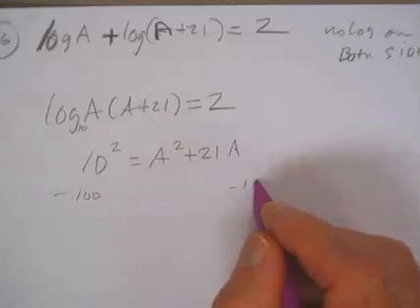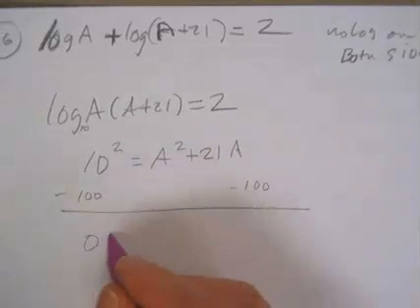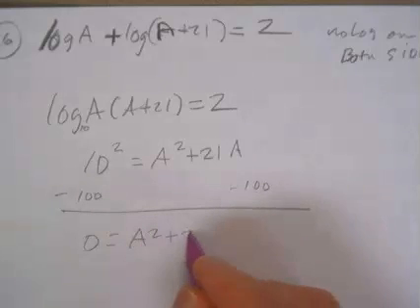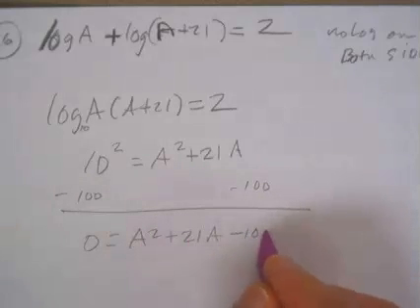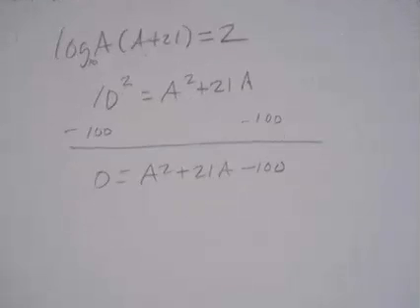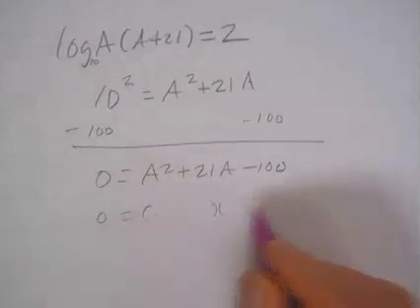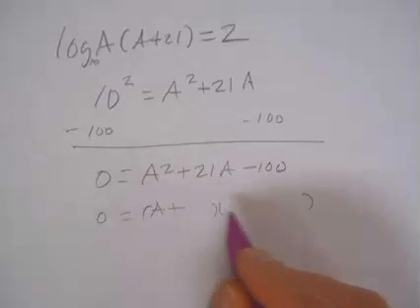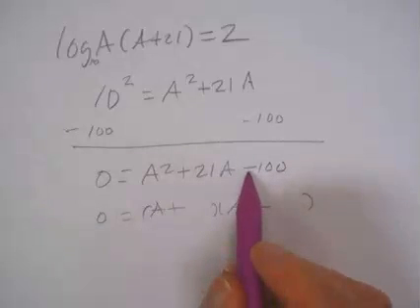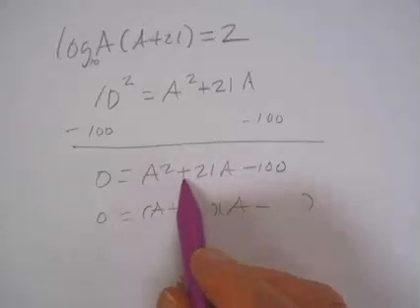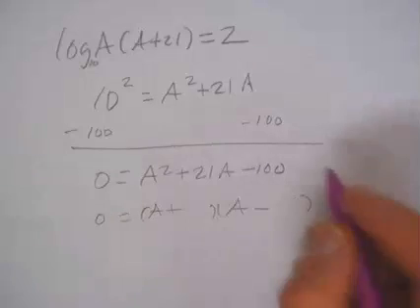So let's subtract it. 0 is a squared plus 21a minus 100. Then that factors. You can do the quadratic formula, but why bother? A plus and a minus, because the last term is negative. So I need two numbers that subtract to positive 21.